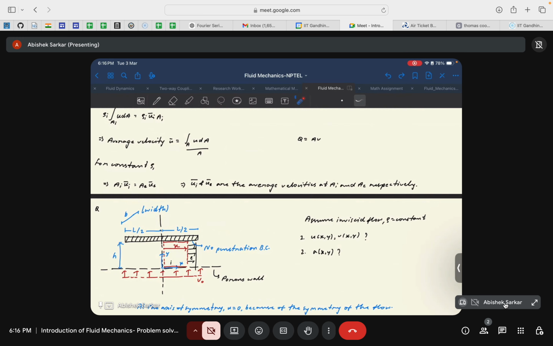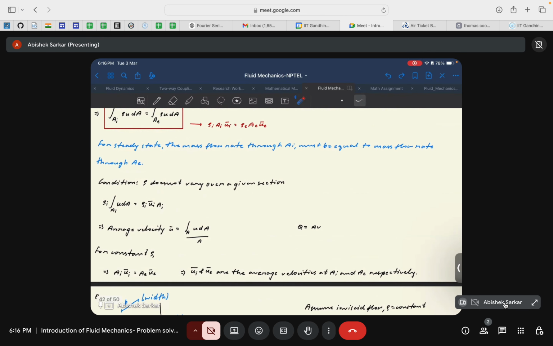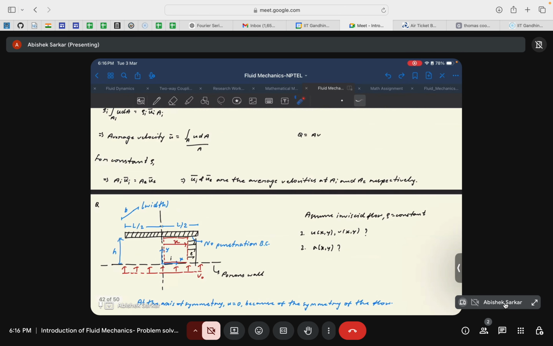Then we again consider a further simplified case where the density is constant across the inlet and the outlet. If the density is constant, which is usually the case for many fluid flow problems where density variation is quite low, then we can just cancel out the density term from both the sides, and you will have something like A_i u_i bar is equal to A_e u_e bar. And u_i and u_e are the average velocity across the cross-sectional area.